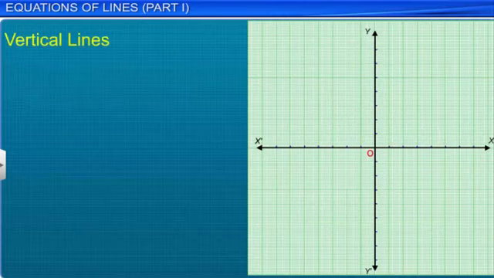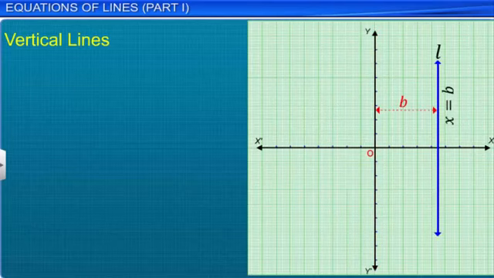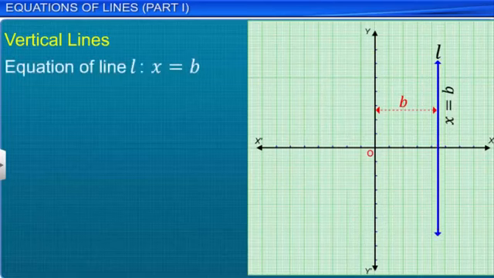Now let us find the equations of vertical lines or lines that are parallel to the y-axis. Consider a vertical line L that intersects the positive side of the x-axis at a distance b from the y-axis. The x-coordinate of every point on line L at any position is b. Thus, the equation of line L is x is equal to b.